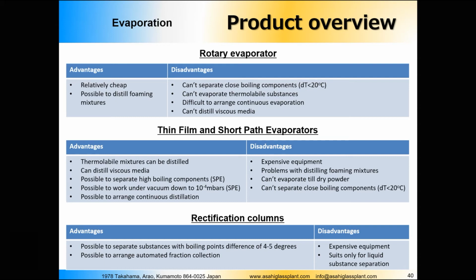Rectification column. Advantages: it is possible to separate substances with a boiling point difference of 4 or 5 degrees. It is possible to arrange automated fraction collection, which is also great. This is something that we cannot really arrange in a thin film TFE, SPE or rotary evaporator. But the disadvantage of the rectification column is that it is again relatively expensive. It's used only for liquid substance separation, so you will not be able to separate solid from liquid.